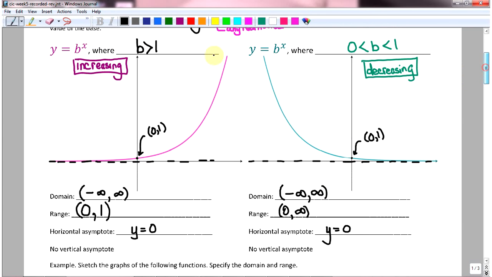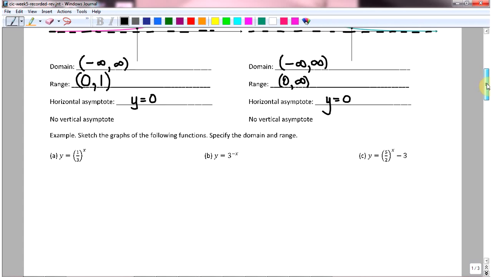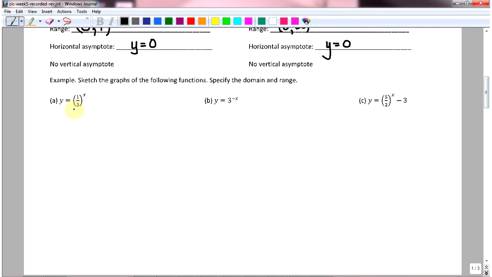So let's use this generalization of what the graph of b to the x looks like in order to sketch the following functions. So the first function that we're looking at is y equals (1/3) to the x power. Okay, well, I see this as an exponential function. I have a number being raised to a variable exponent. So I need to look at what my base is, and I know that 1/3 is a number that's between 0 and 1. Therefore, this is going to be the decreasing graph.